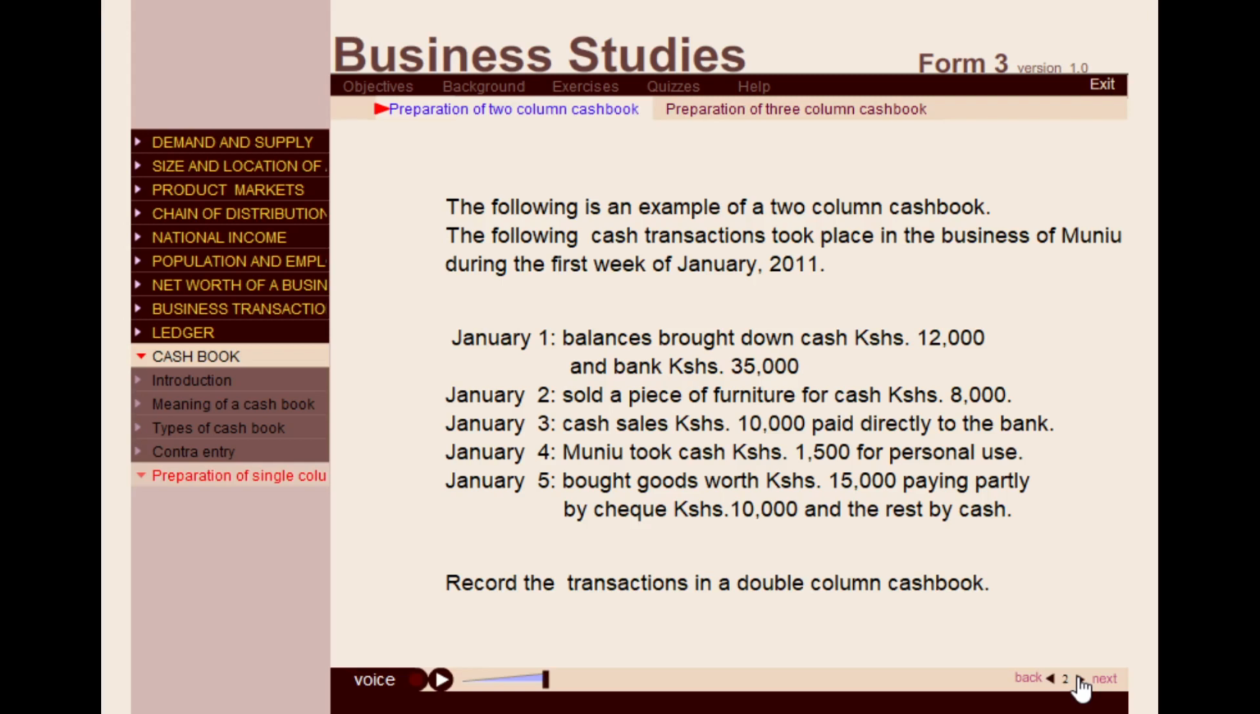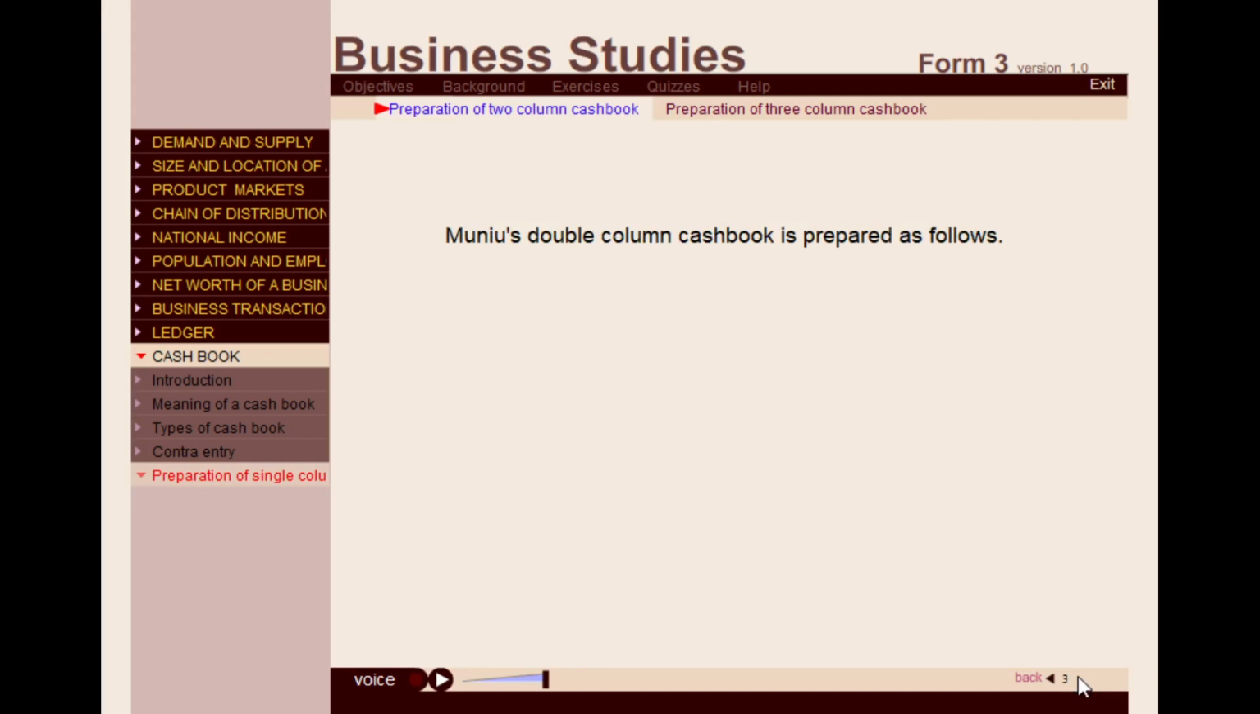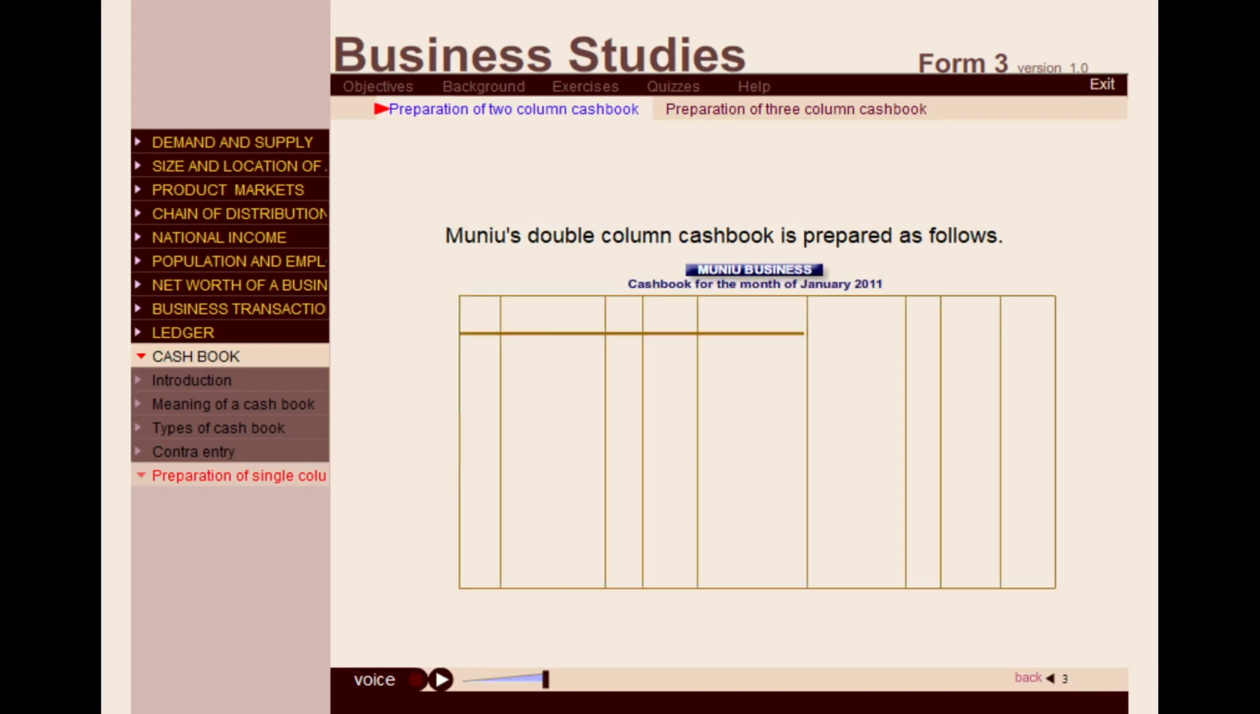January 5th, bought goods worth 15,000 Kenya shillings, paying partly by check, 10,000 Kenya shillings, and the rest by cash. Record the above transactions in a double-column cash book. Muniu's double-column cash book is prepared as follows.